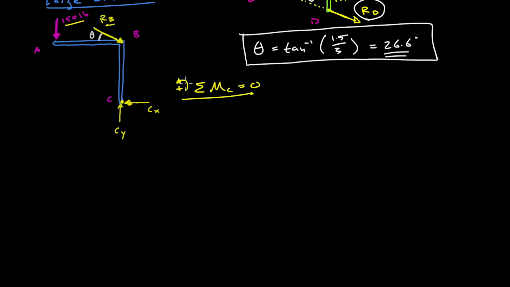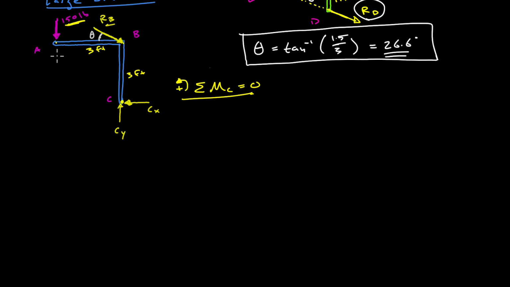Okay, so if we consider counterclockwise to be positive, which is a pretty typical convention, there's essentially two forces that are going to contribute to a moment about point C. That's the 150-pound force at point A and the reaction force at point B. Those are both forces whose lines of action do not intersect at point C, so they will impart a moment about point C. Let's just write down our dimensions here. We know that this dimension horizontally is 3 feet and this dimension vertically is also 3 feet.